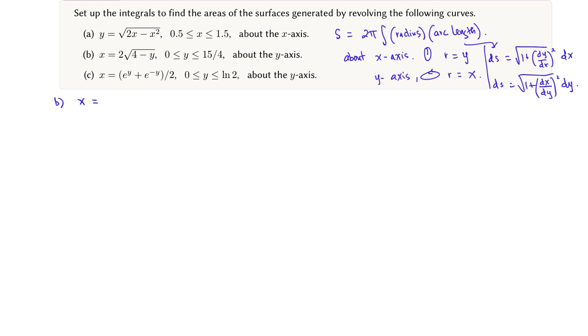Okay, so the second example, now x is given in terms of y. Y is 2 times the square root of 4 minus y, and y goes from 0 to 15 over 4. We rotate the curve about the y-axis. And so if we rotate about the y-axis, the radius is x.